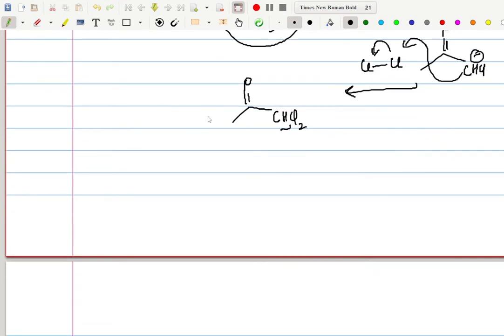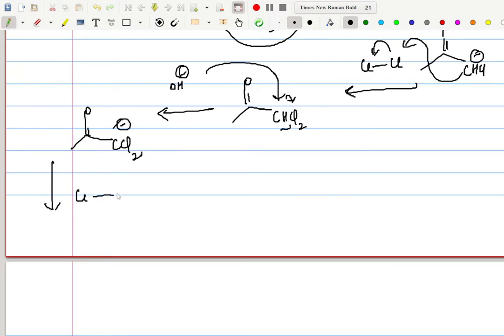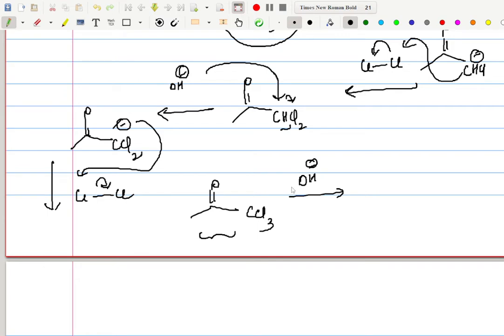And now again this is going to be attacked by the base, and again you will be getting a conjugate base here, which looks something like CCl2 minus. Now this is again going to attack your halogen gas, again heterolytic cleavage took place, and finally you have CCl3. Now this group is the group which you get finally when you have no hydrogens left for your OH minus to attack, and now you have again an OH minus ion in your medium.